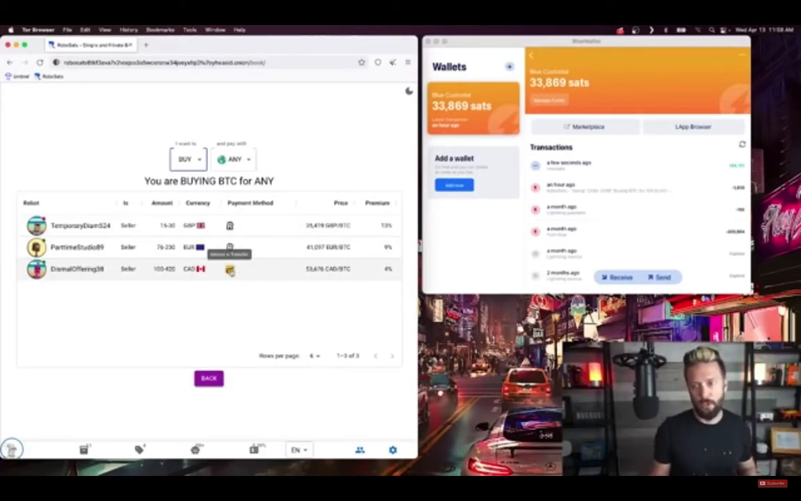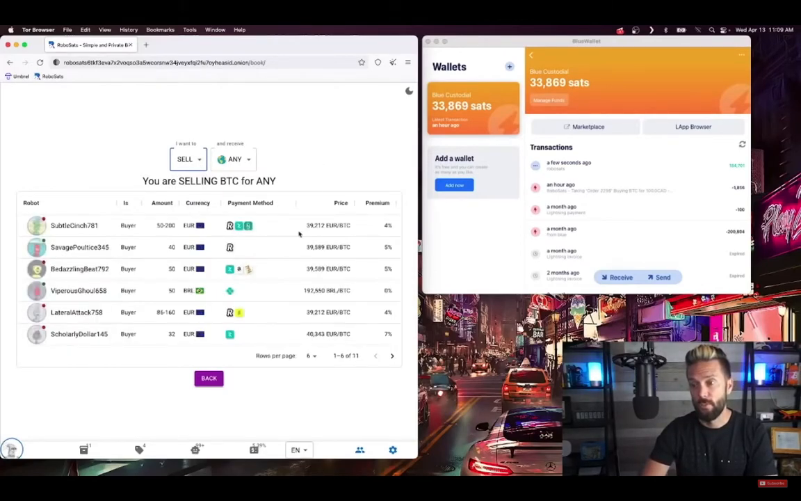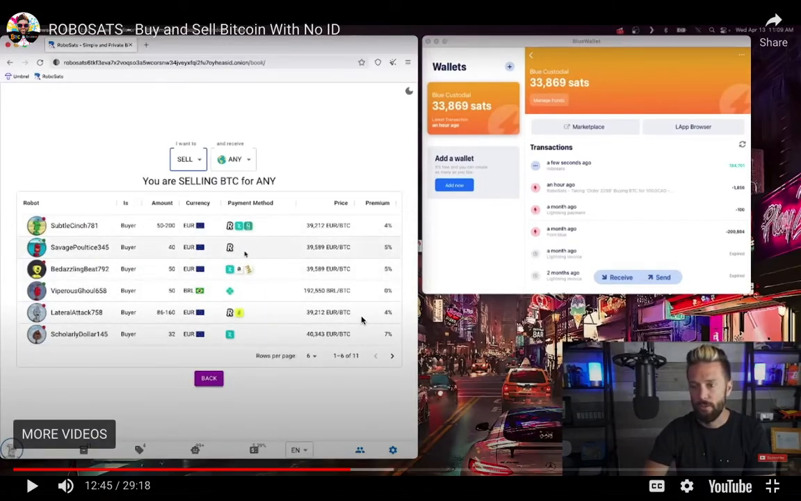Now, full disclosure, off screen, I did try to take this offer and waited around for about an hour, but there wasn't a response, and I want to get this thing rolling. So we're going to be creating our own offer. And same thing on the opposite side of it. If I wanted to sell some Bitcoin, here's all the offers available here. You see a lot of different ones. So you get the idea.